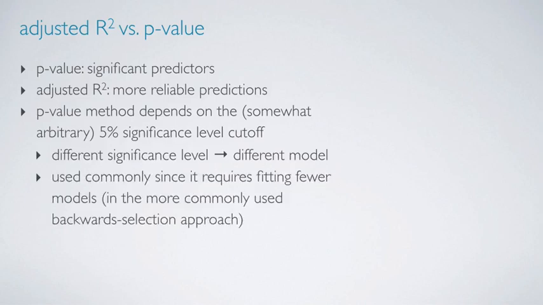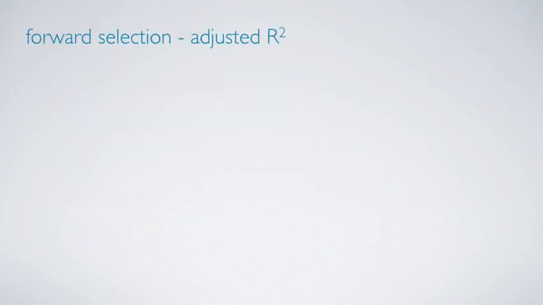It's used more commonly though, since it requires fitting fewer models. Remember, at each stage of the adjusted R-squared method, we had dropped one variable at a time and refit a bunch of models to determine which one to go with, versus in the p-value approach, you simply drop the variable with the highest p-value and proceed. And it's the more commonly used approach because it's easier to implement. However, because it relies on this arbitrary significance level cutoff, it might be more favorable to use the adjusted R-squared method for model selection. Let's now talk about forward selection.